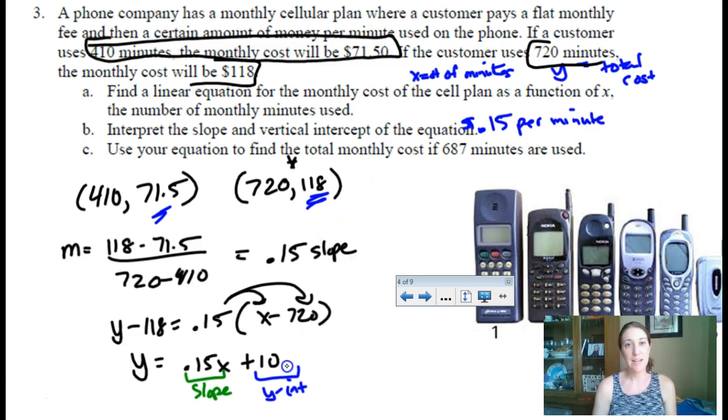And then the $10, remember, is like if you graph a line, the y-intercept is where it starts. So if you think about that in terms of this problem, remember they talked about there's a flat monthly fee. So it's a $10 flat fee.